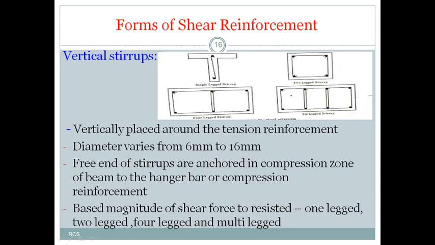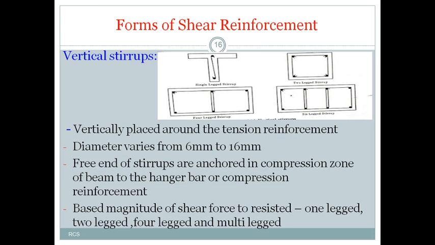Based on the magnitude of shear force to be restricted, we have to use different vertical stirrups. That may be a single-legged vertical stirrup, two-legged, four-legged, eight-legged, or multi-legged. As it has only one leg like this, I call it single-legged. This one has two legs in the vertical direction. This has four legs: 1, 2, 3, and 4. Likewise, we have many legs, so I call it a multi-legged vertical stirrup.